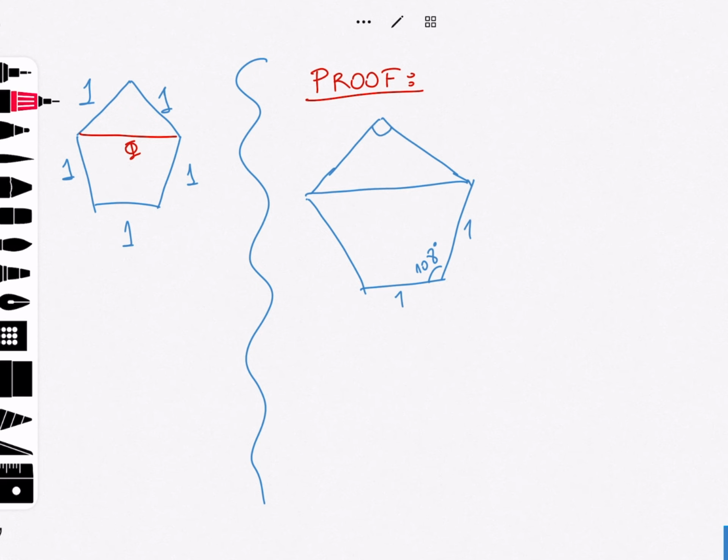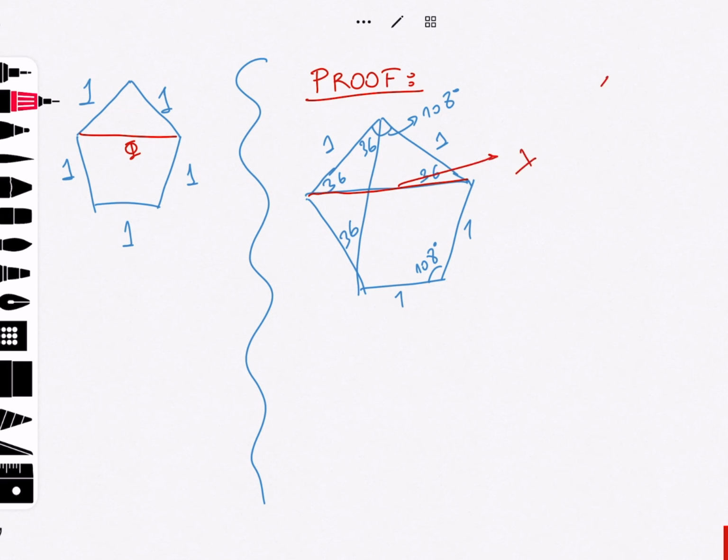As this angle over here is also 108 degrees, these angles are both 36 degrees, as it's an isosceles triangle. Let's draw one more diagonal. These angles are also 36 degrees. So let's call the length of one diagonal x. So this is x.